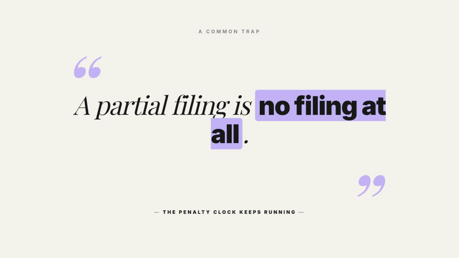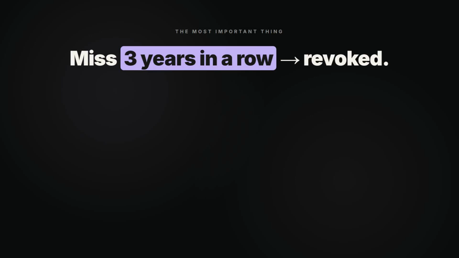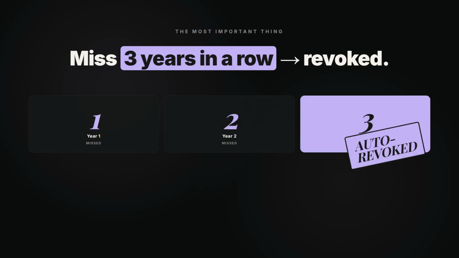Here's what most executive directors don't know, and it's the single most important thing in this video. If your nonprofit fails to file a Form 990, any version, including the simple 990N e-postcard, for 3 years in a row, the IRS automatically revokes your 501c3 status. No warning letter, no appeal. The revocation date is the original due date of the 3rd missed year. Once that date passes, it's done.